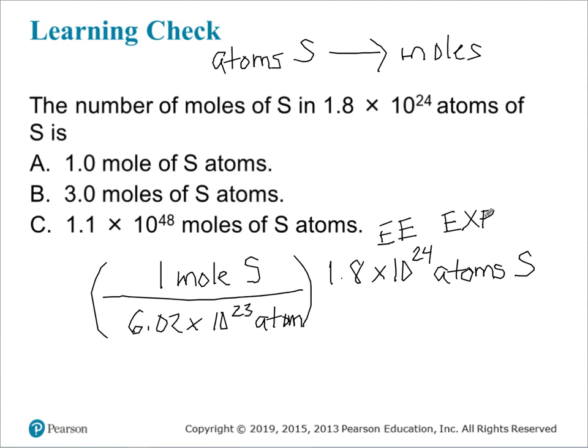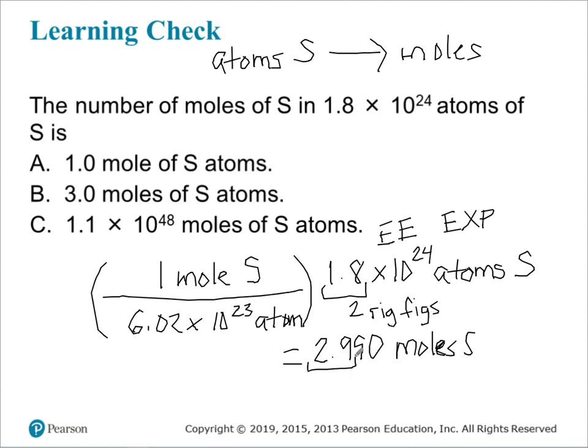When you do that division, you should get something in the ballpark of 2.990 moles. There may be a couple more numbers after that. But we're not done. We only have 2 sig figs in our measurement from the problem. So we can only have 2 sig figs in our answer. For that, we have to round up to 3.0 moles of sulfur. And that would be letter B.